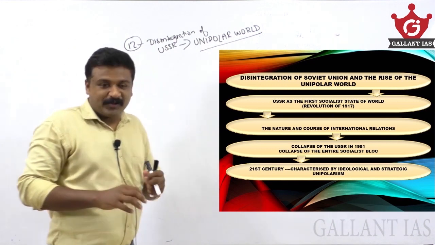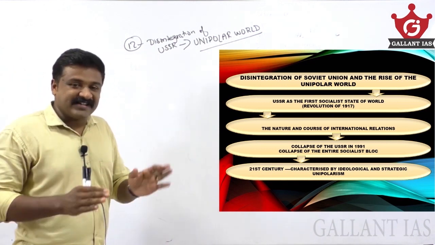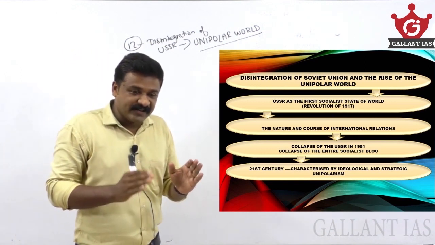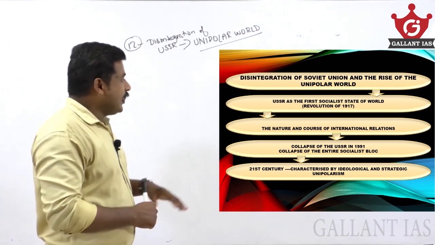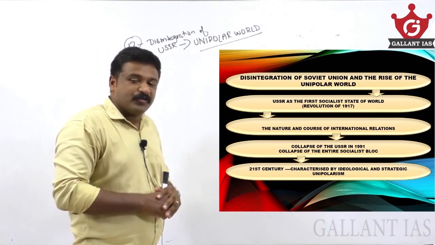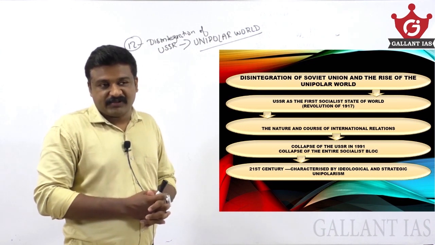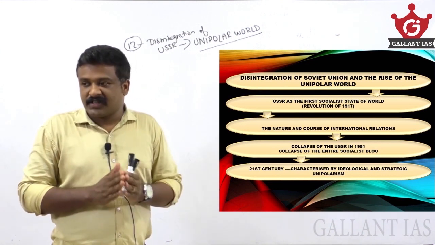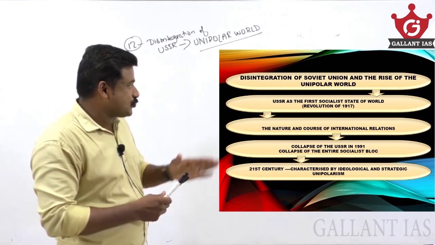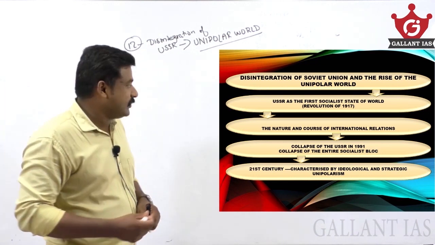Now there is one superhero, that is USA. That is the way USSR disintegrated, and there is one superpower, USA. Now, disintegration of Soviet Union and rise of unipolar world. This is the last session we have to deal with in the world history optional, paper 2, section B.